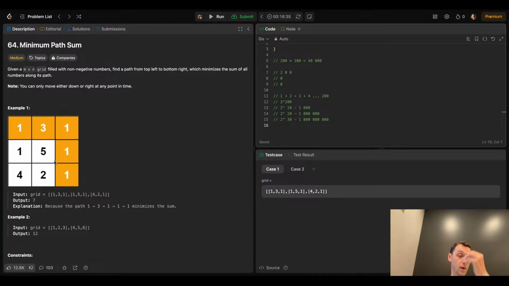But we can't just find that solution and just build a path to this one, because that would not be good.